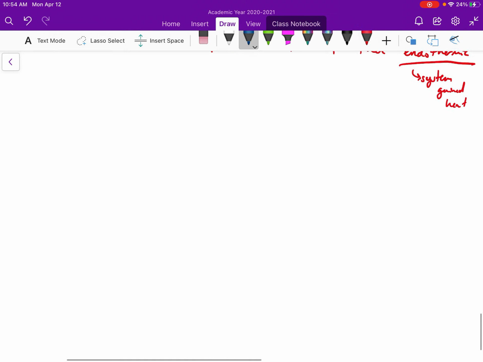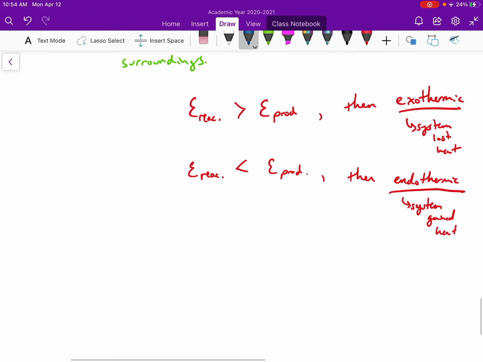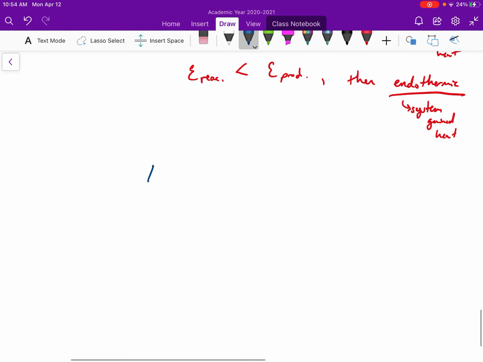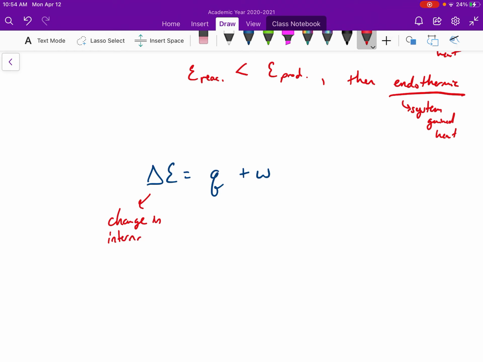So what do we calculate to get the internal energy of a chemical reaction, right? So we can actually measure products and reactants energy and do this math out and figure that out, but you may not always know that. So things that are pretty easy to measure, so this is the big equation, is delta E equals Q plus W. So this is change in internal energy. This is heat. This is work. Okay?